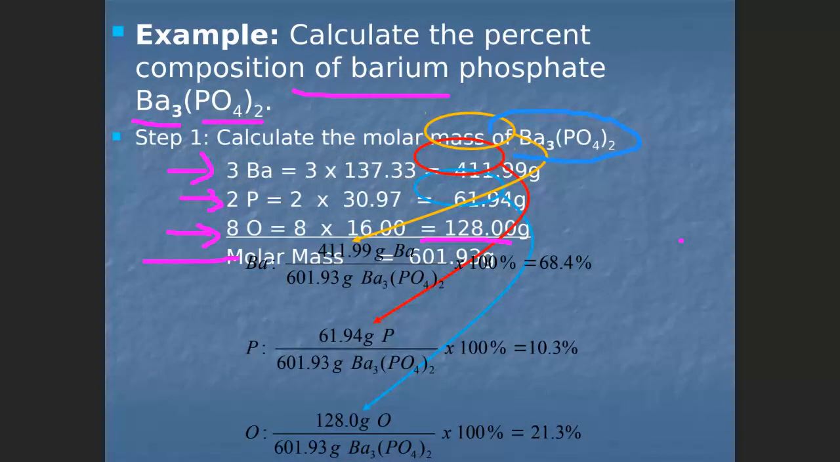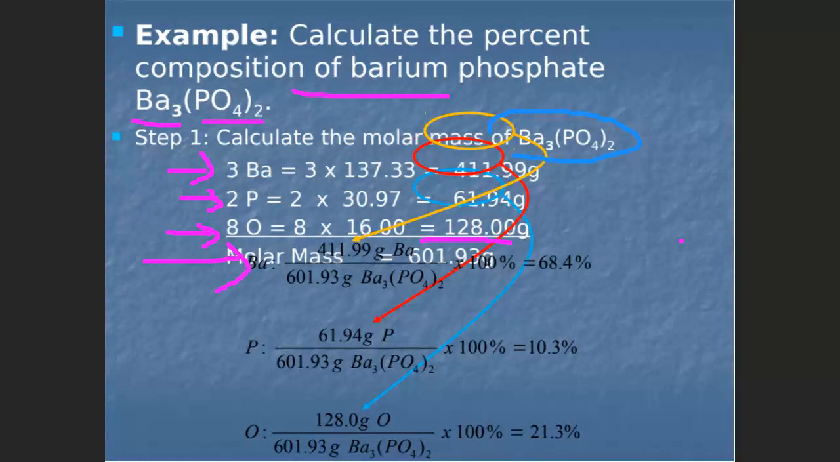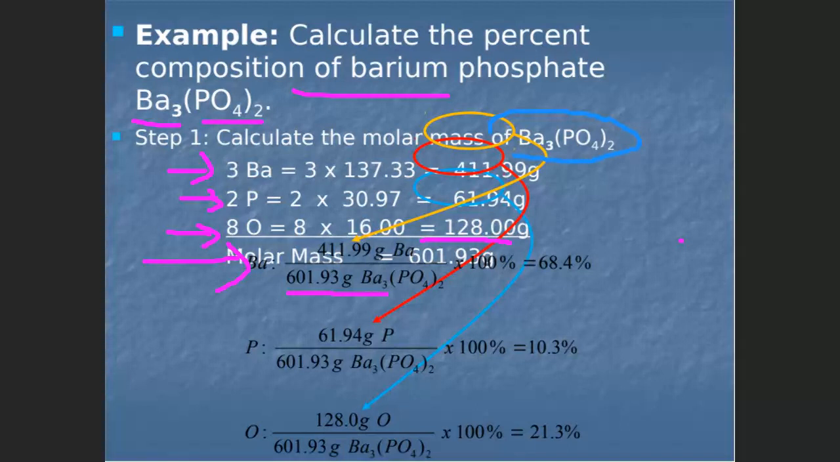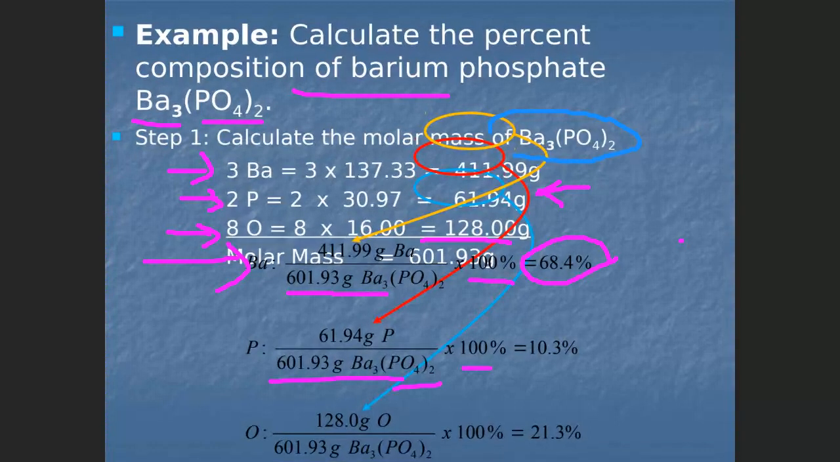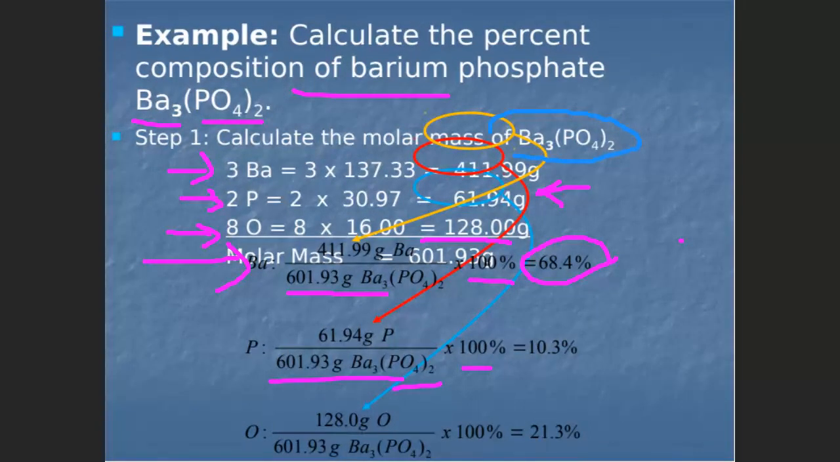So the barium: 411.99 gram, over total 601.93, times 100, we find 68.4%. Phosphorus: 61.94 gram, over total 601.93 barium phosphate, times 100, we find 10.3%.